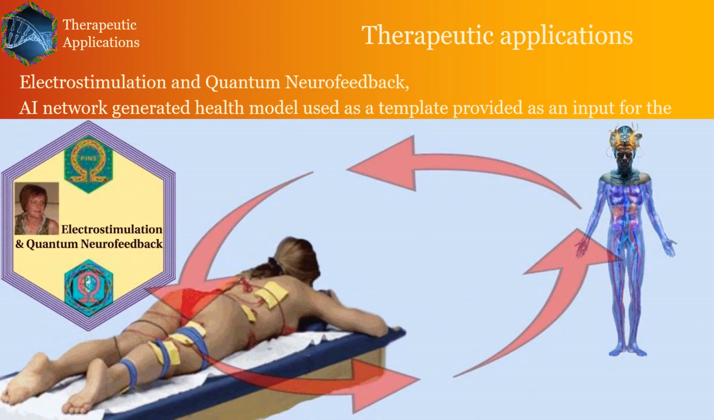Electrostimulation and quantum neurofeedback work by monitoring the patient's quantum states in real time. Using this data, we apply targeted electrostimulation to bring their system back into alignment with healthy vibrational modes. At the same time, quantum neurofeedback helps the brain adjust to external stimuli, promoting balance and healing.